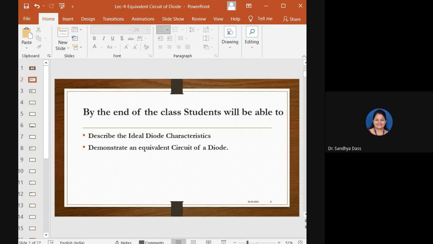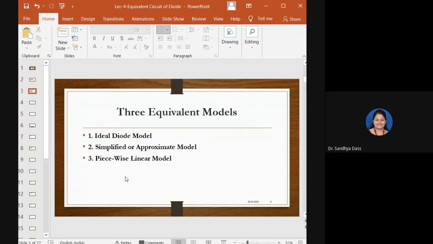In simple language, it means that a diode in a circuit can be replaced by other elements without severely affecting the behavior of the circuit. I hope you're with me. The diode can be modeled in 3 different ways depending on the accuracy that we require. Based on that, we have 3 different equivalent models.